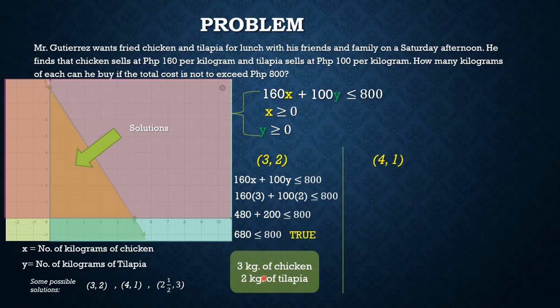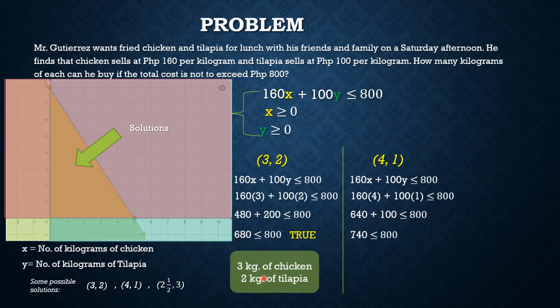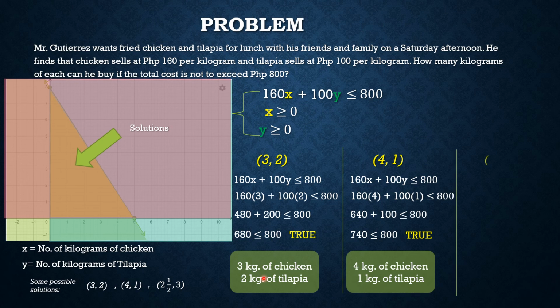Kung meron naman tayong 4, 1, pwede, no, substitute din natin. So, technically, 160 times 4, that gives us 640. And then 100 times 1, that is 100. So, 640 plus 100 is 740, which is pasok pa rin sa budget niya, and that is true kasi hindi lumagpas ng 800. So, therefore, pwede siyang bumili ng 4 kilos of chicken and 1 kilo of tilapia.